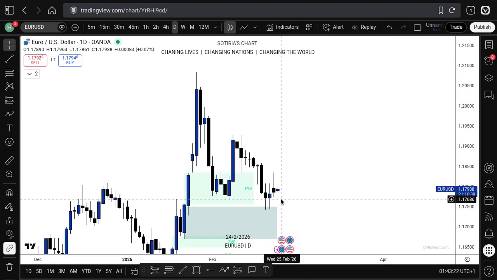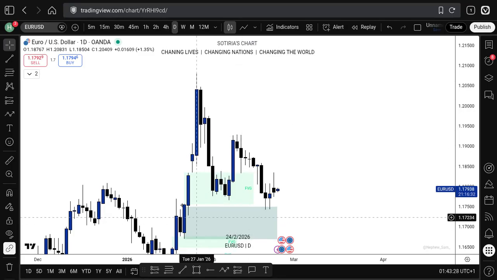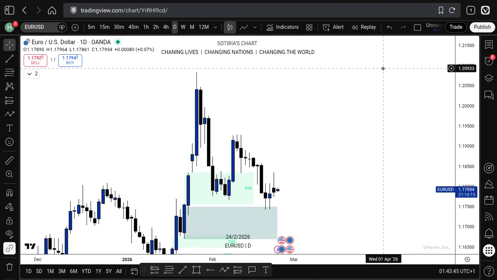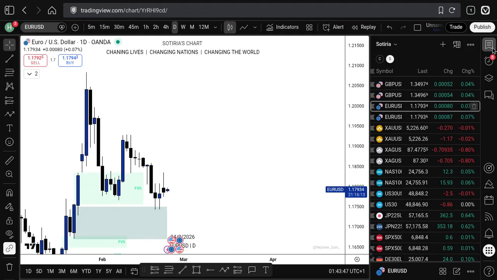On EURUSD, I'm currently bullish. And we've already tapped into an order block on the daily time frame, and then I want to see price move from this level right here, this level right here, and send it to this previous high right here. So that's what I have on EURUSD.